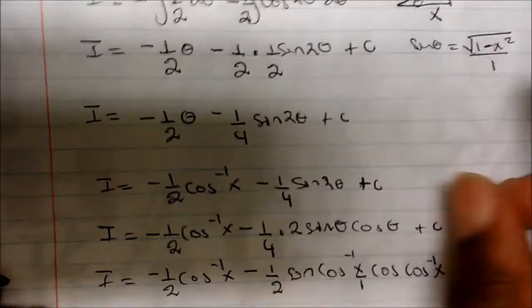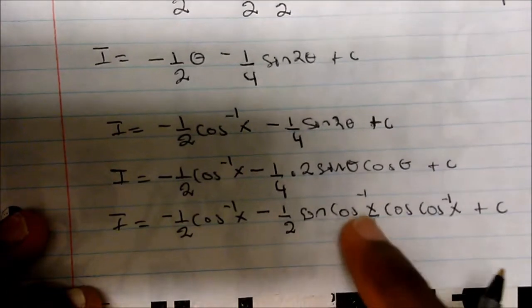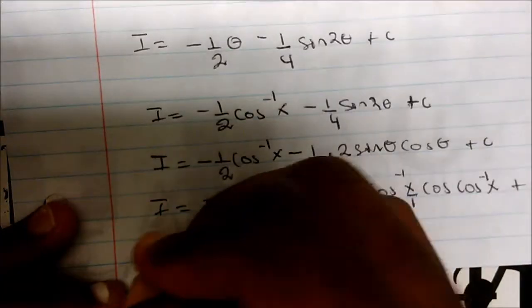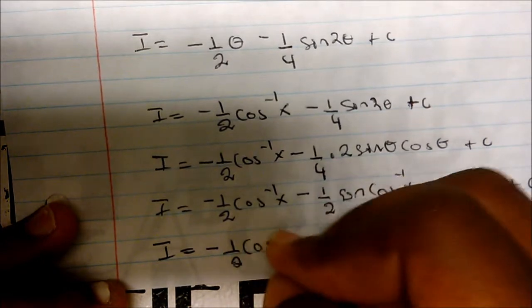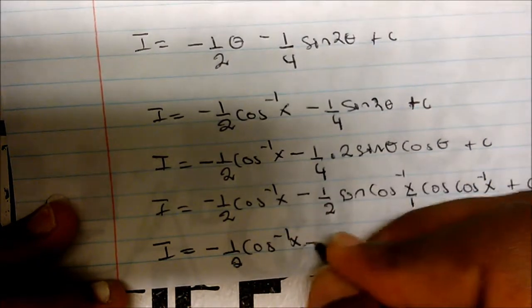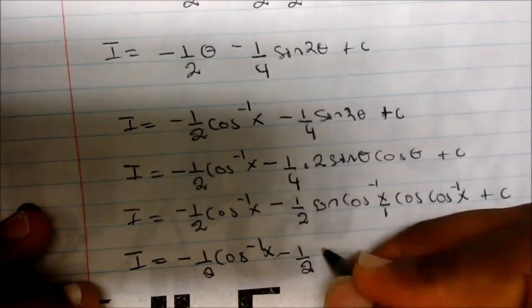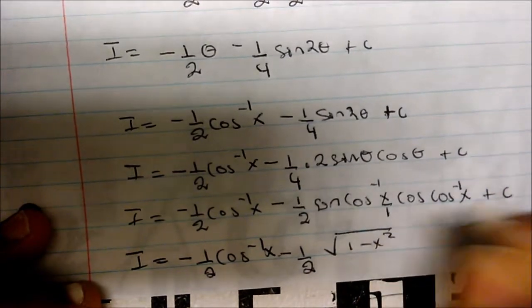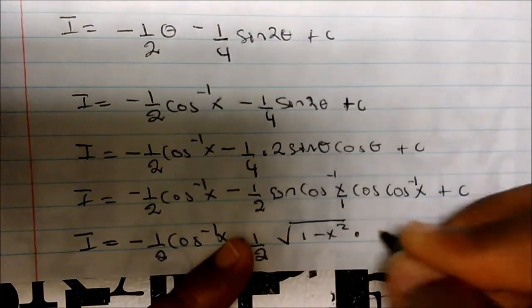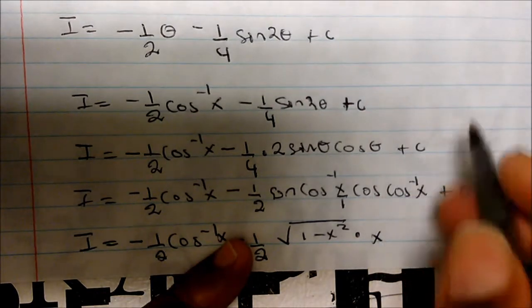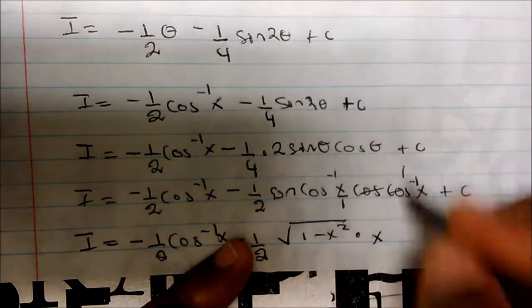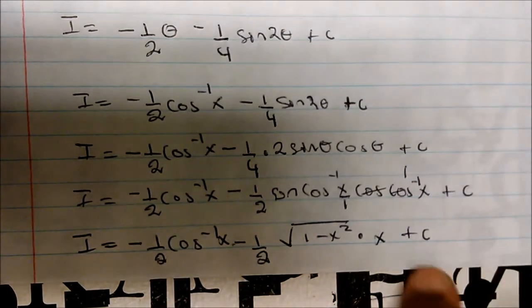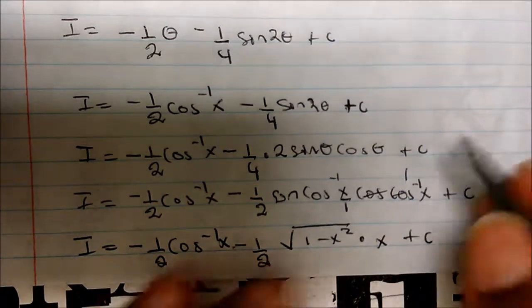This is exactly what we're going to plug in for the whole term, sine of cosine inverse of x. So the integral is going to be given by negative 1/2 cosine inverse of x minus 1/2 times the square root of 1 minus x squared, multiplied by x, because cosine of cosine inverse cancels out to give me x, plus c. And this is our complete integral. This is the answer.